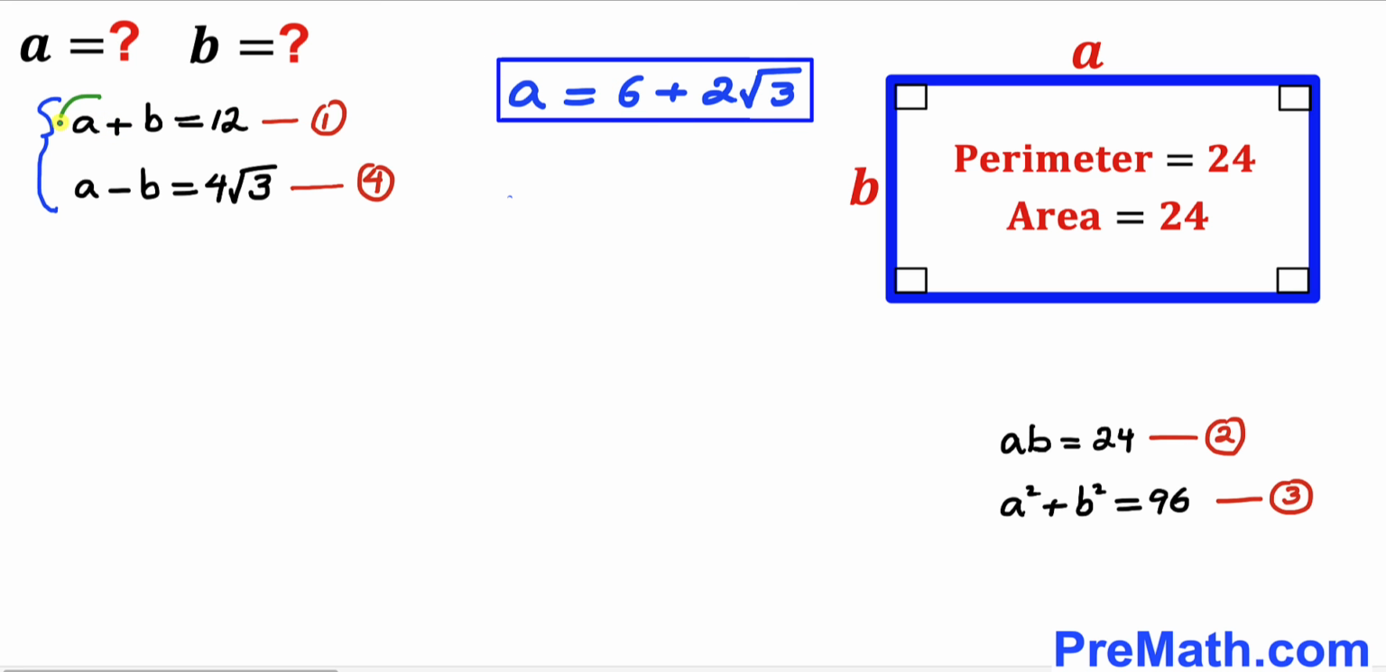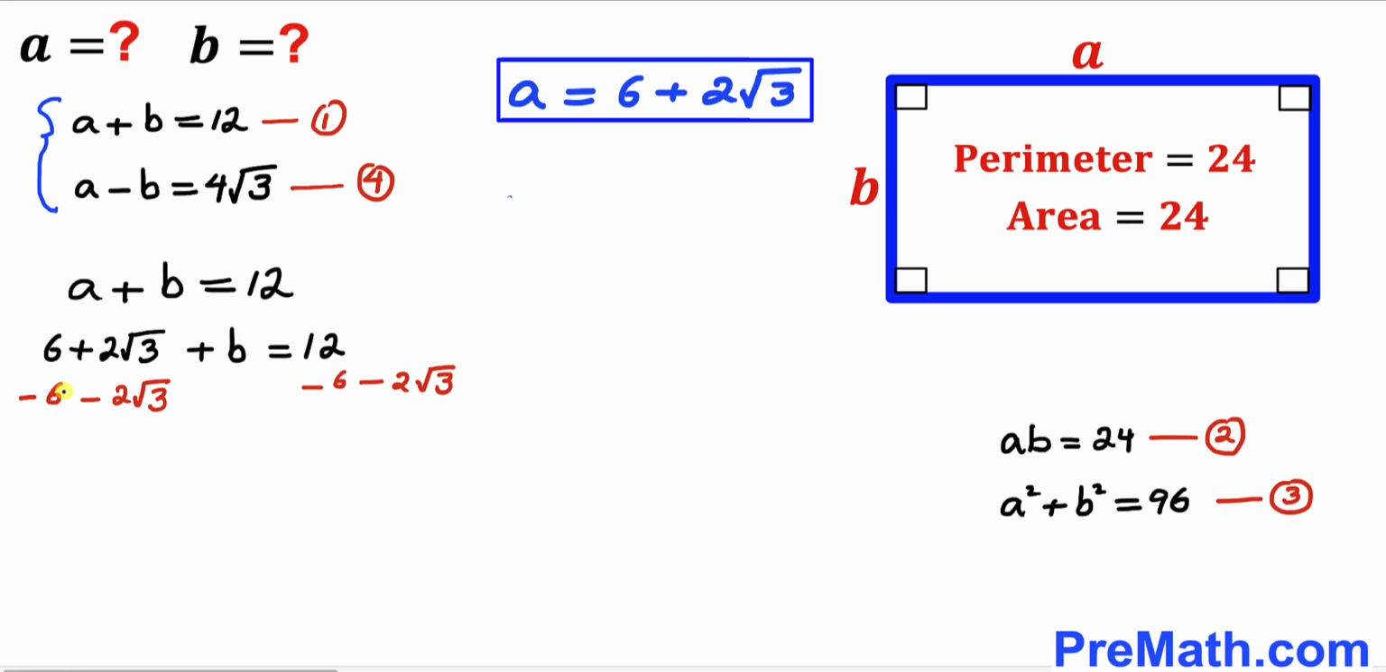Now let's focus on equation 1. Here I have copied down equation 1, and we know our lowercase a value is 6 plus 2 times square root of 3. I'm going to substitute that value over here: 6 plus 2 times square root of 3 plus b is equal to 12. Now I am going to subtract 6 plus 2 times square root of 3 on both sides. The 6 and negative 6 are gone, and this is gone as well. So on the right hand side, 12 minus 6 gives us 6 minus 2 times square root of 3. Our lowercase b value turns out to be 6 minus 2 times square root of 3 units.